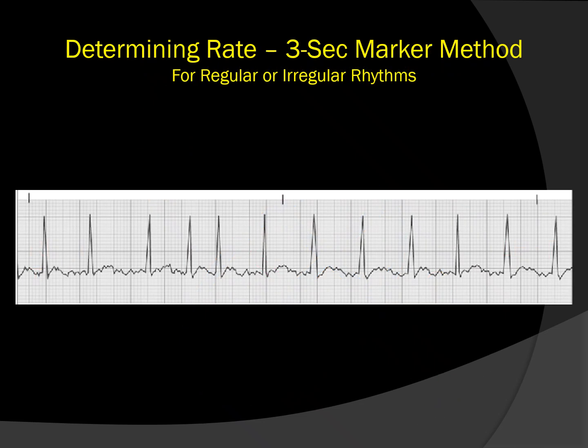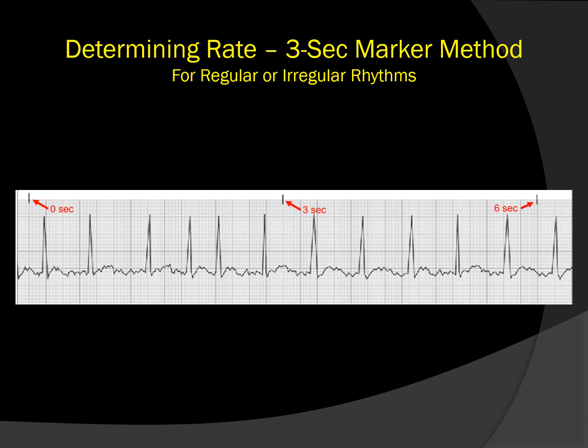The next step in EKG interpretation is determining the rate. There are two methods we can use to determine the rate: the 3-second marker method, which can be used with any rhythm, or the counting method, which should only be used with regular rhythms. Let's start with a discussion of the 3-second method.